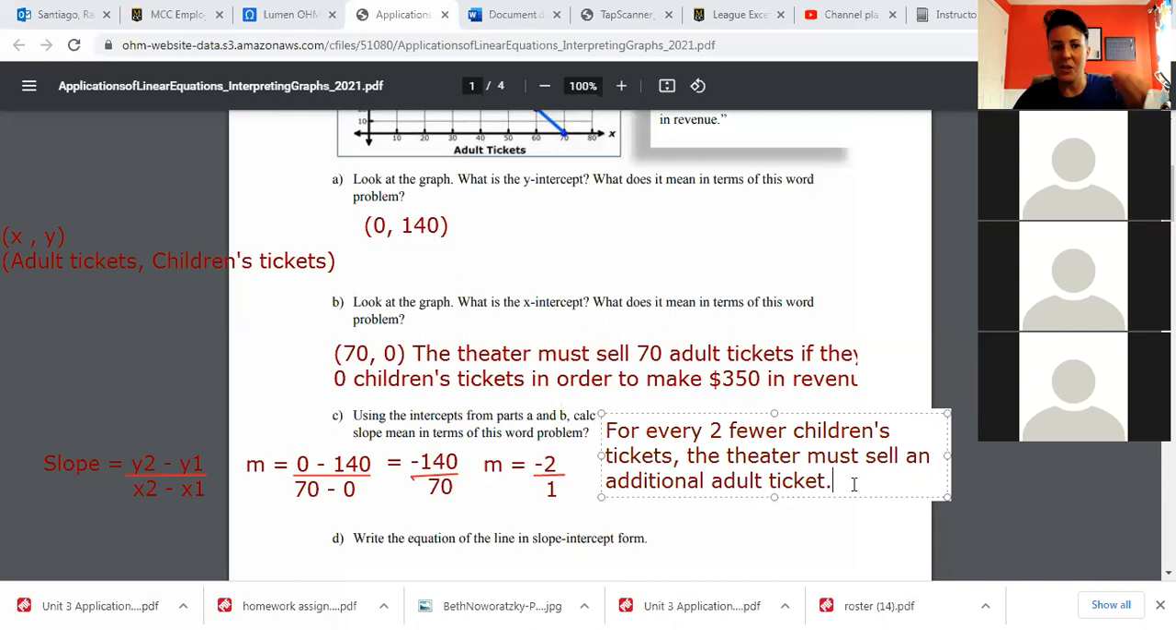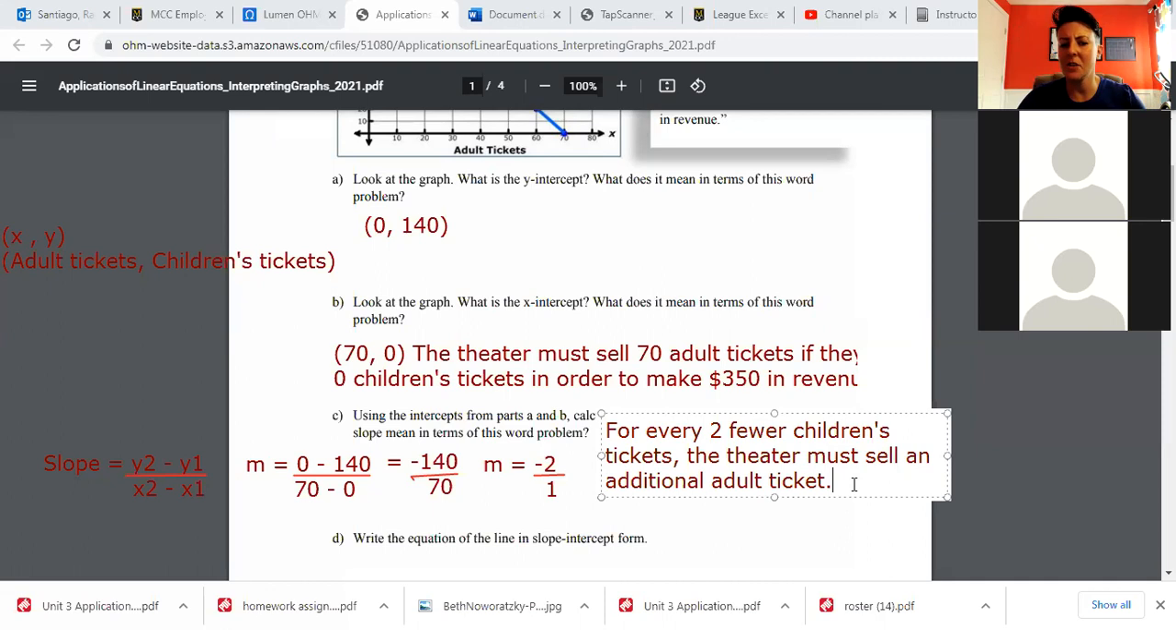Remember, the numerator is a change in Y. That's the change in children's tickets. The denominator is a change in X, which is a change in adult tickets. It's a -2, so we're decreasing 2 in children's tickets, and we're increasing 1 in the adult ticket. Any questions on that so far?